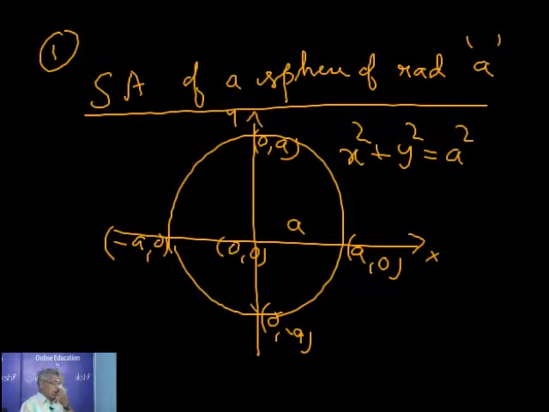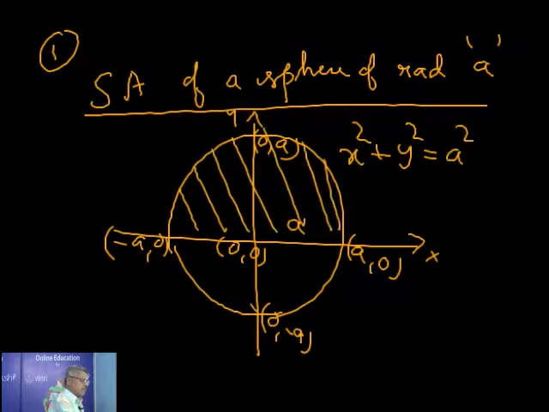Now to generate a sphere, we imagine this area, that is area above the x-axis, and rotate this area about x-axis. By rotating this area about x-axis, we are generating a sphere.